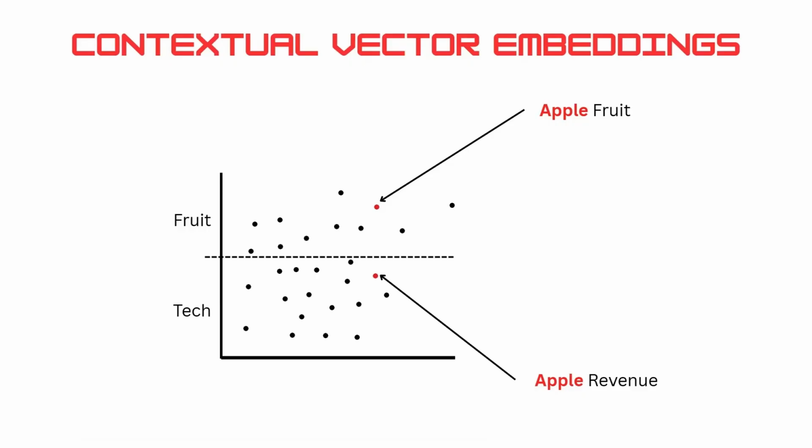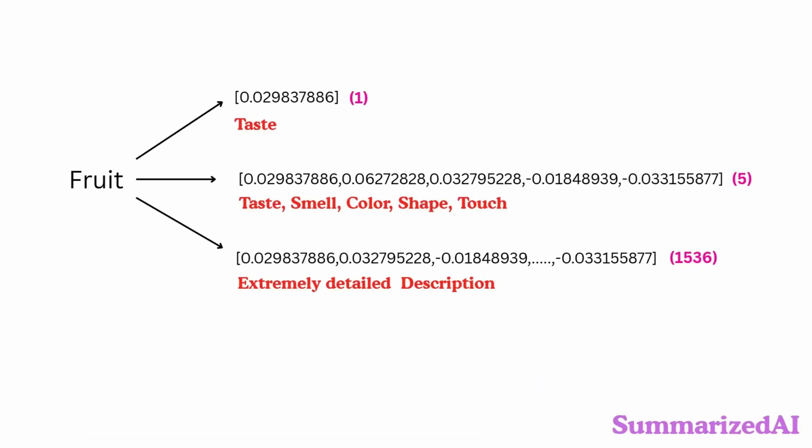Imagine you are describing a fruit. If you only use one vector embedding as taste, your description will be weak. If you use five vector embeddings as taste, smell, color, shape, touch, your description will be better. If you have 1536 embeddings, your description would be simply detailed.